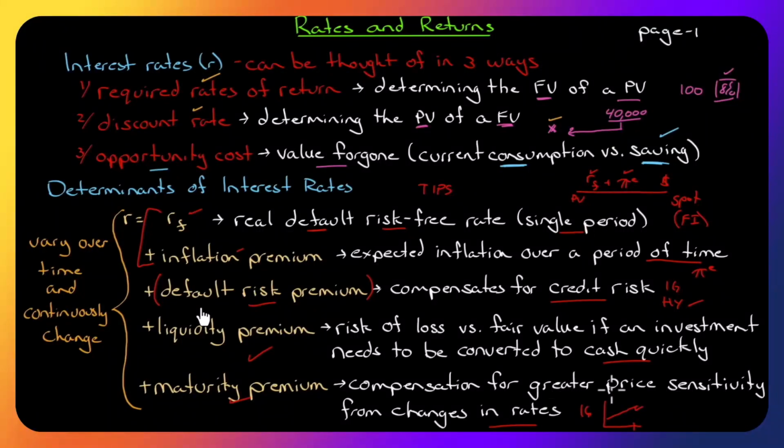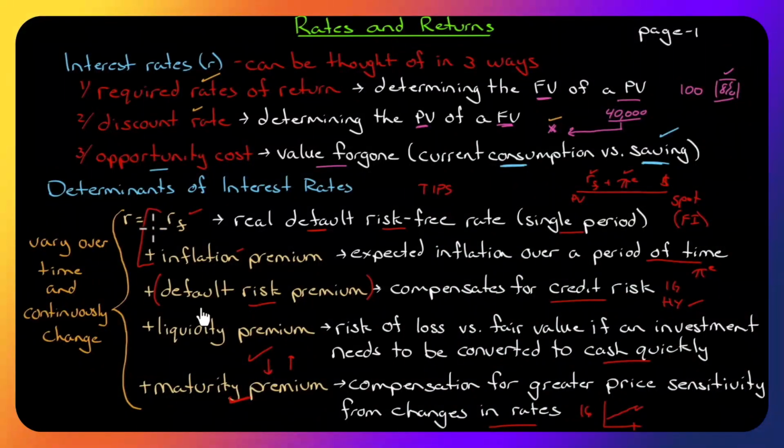What is this saying here? Compensation for greater price sensitivity from changes in rates. You will learn in fixed income that the longer the maturity of the bond, the more sensitive it is to changes in interest rates. In other words, the greater the price change, it will be for a change in interest rates. So if interest rates go up, bond prices go down. There's that inverse relationship. The greater the maturity of the bond, the more sensitive it is to the same change in rates. So you'd want some kind of maturity premium for that.